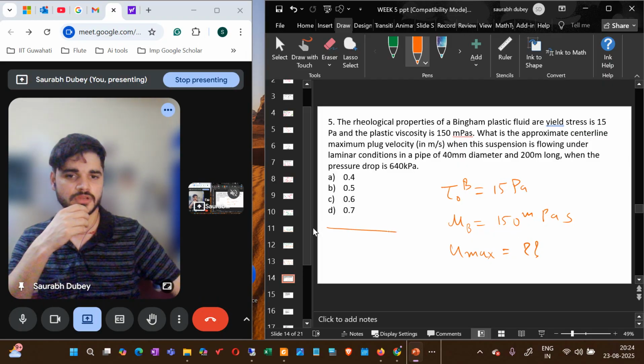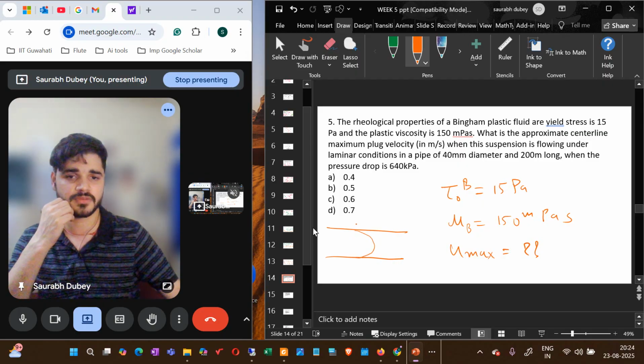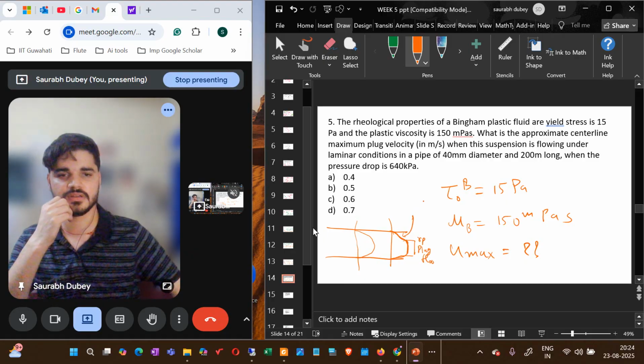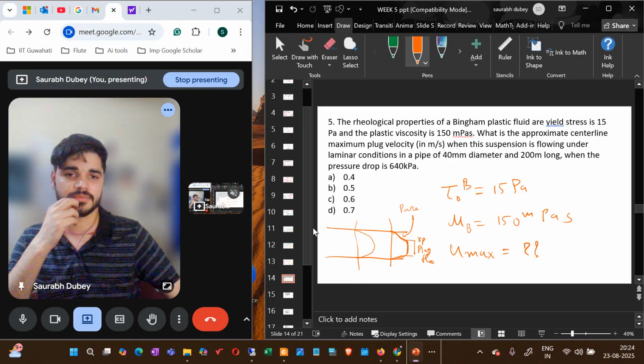If this fluid is flowing, what will the profile be? For laminar flow of a Newtonian fluid it is parabolic, but for a Bingham fluid there will be this velocity profile. At the center there will be a cut, a plug flow region, and then there will be this parabolic kind of thing, right?